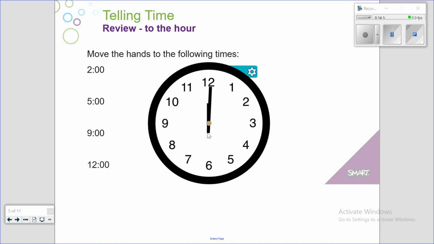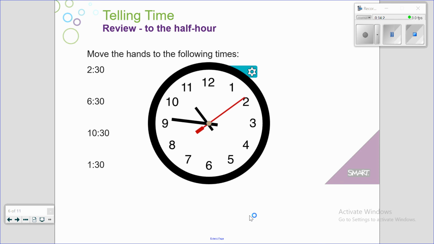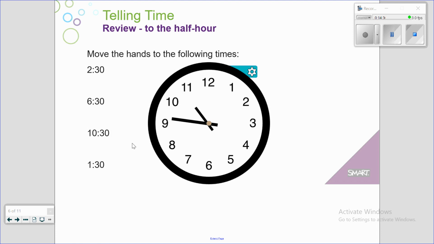Let's take another. Now this is the second level. It's nearest to the half. I want 2:30. Remember, what's 30? 6 is the 30. 6 is half past. 6 is the 30. So here is 30.